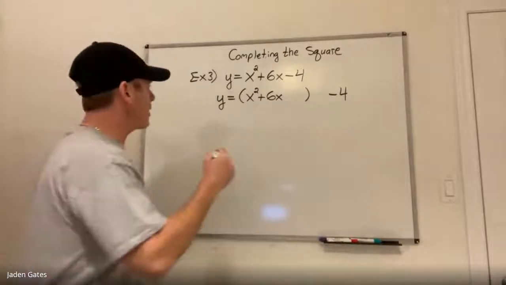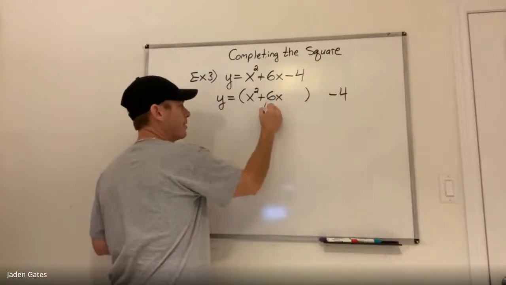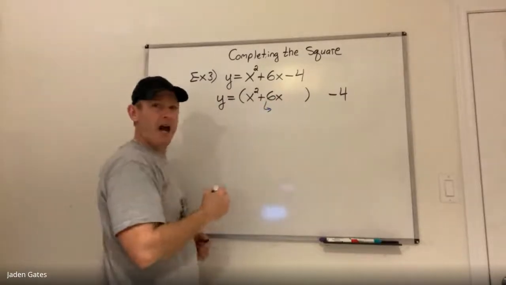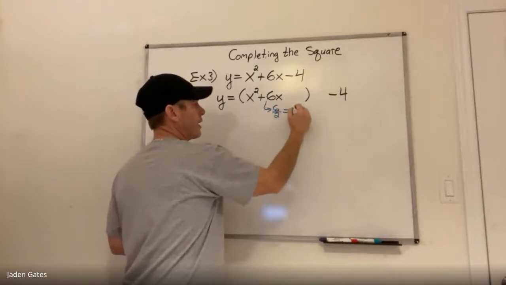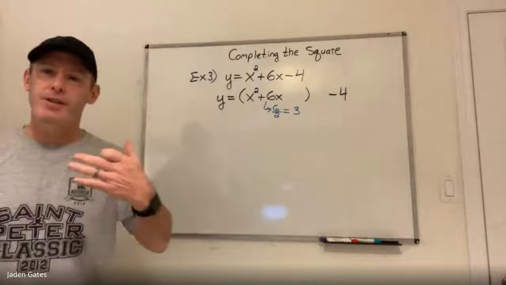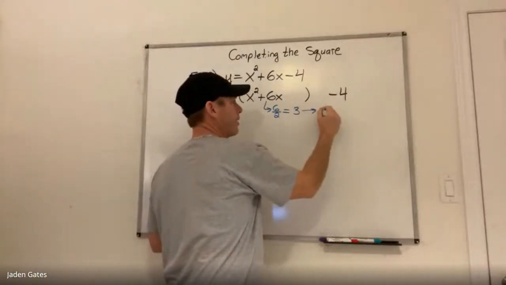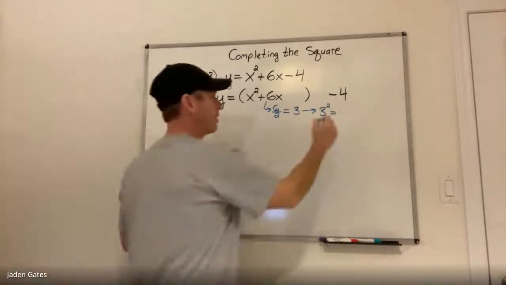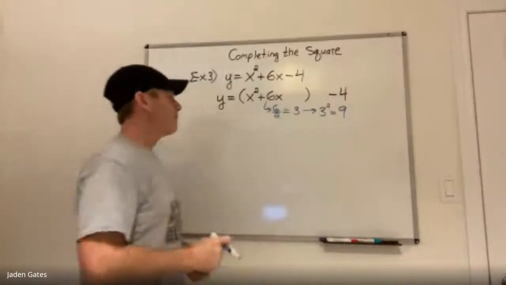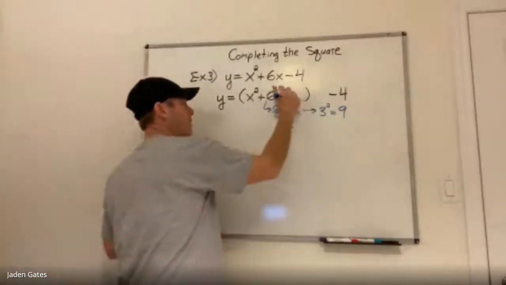All right, so what I do is I look at this 6, the number in front of the x, it's a positive 6. I cut it in half. So I got 6 divided by 2, and I got a 3. And then the second step is I take that 3 and I square it. And so 3 squared is 9. All right, so that's the number I need. So I put a plus 9 right here.